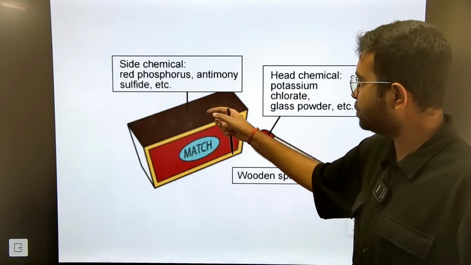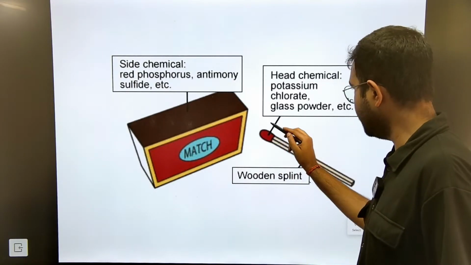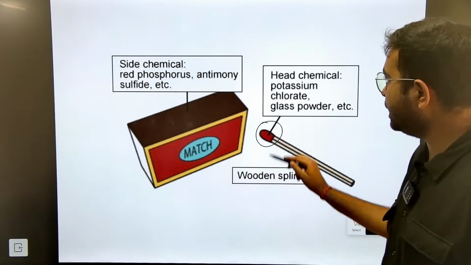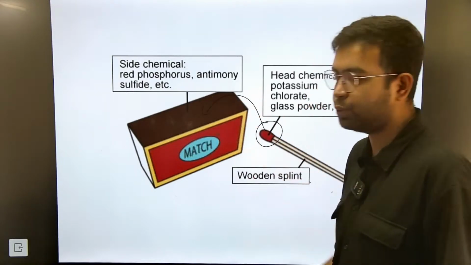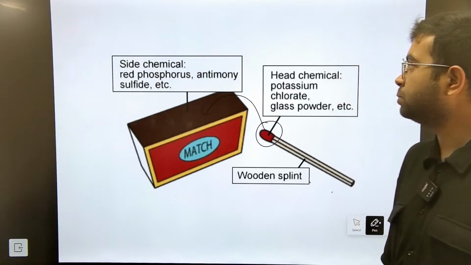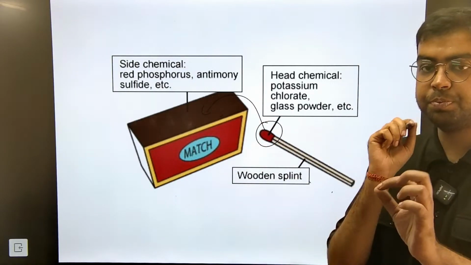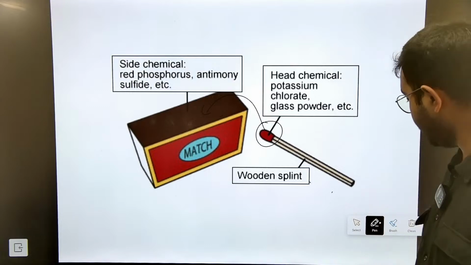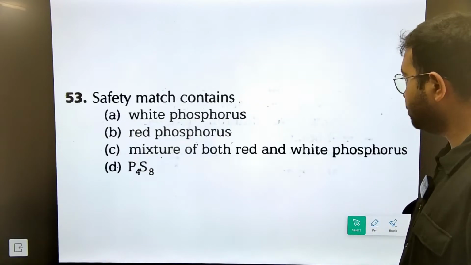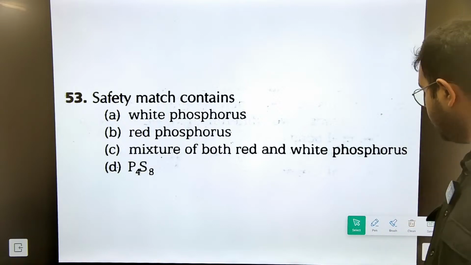Now what do you do with it? You strike it on the match box. What happens is that this particular thing mainly reacts with the red phosphorus and ignites a flame. Red phosphorus is used on the side of these match boxes, where you rub the matchstick. So the correct answer for this question is red phosphorus. Safety match contains red phosphorus.